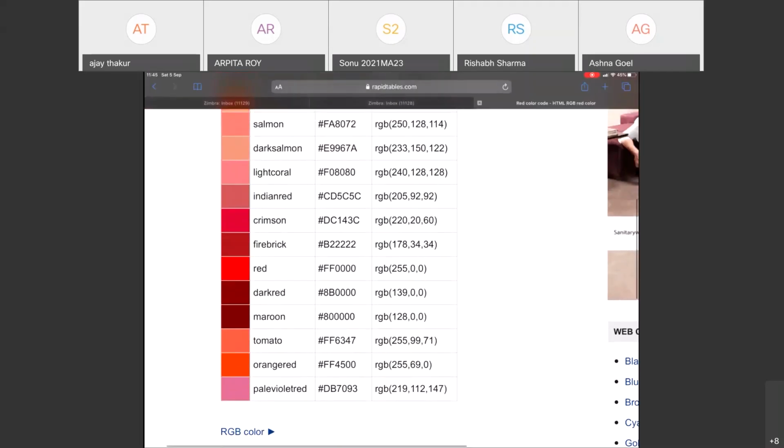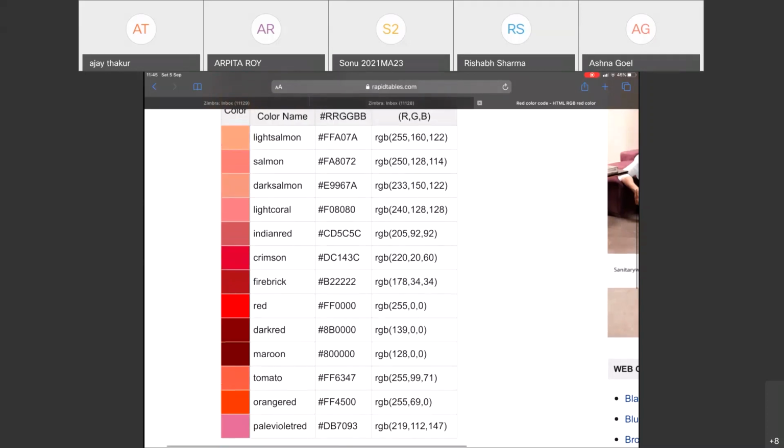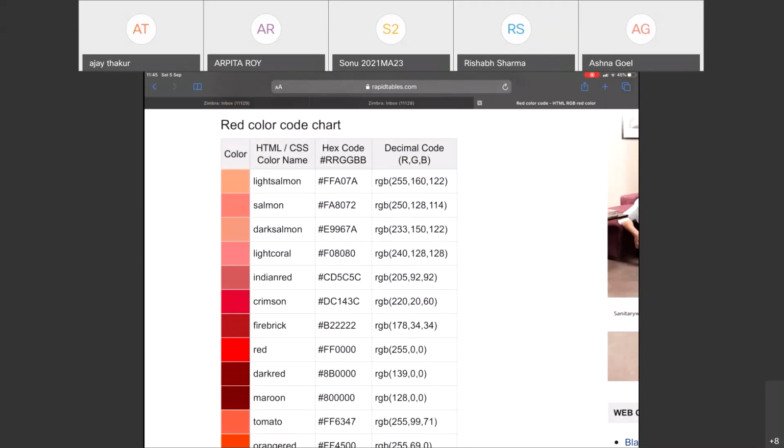Fine. And similarly, dark red is 13900, and a red would be 25500. So these are conventions which are eventually within the same color. There are conventions which have been drawn and standardized. So internationally, wherever people are working, if you give them this RGB color, they will give you the shade, right?